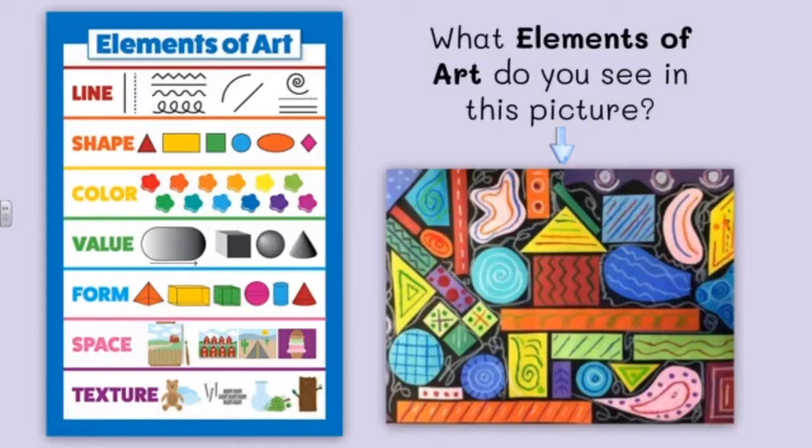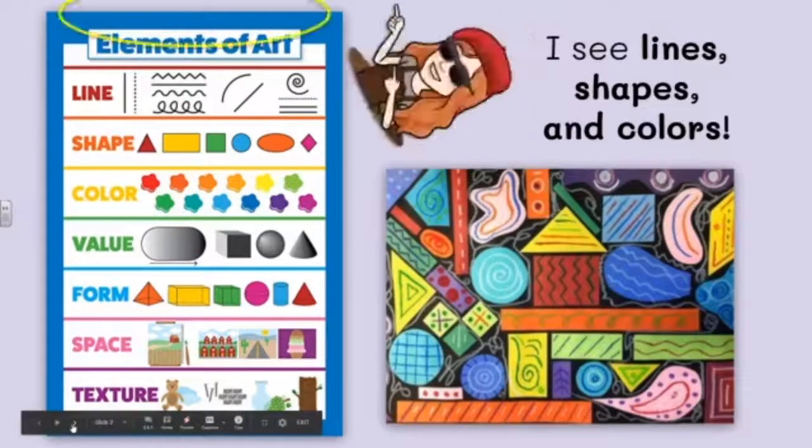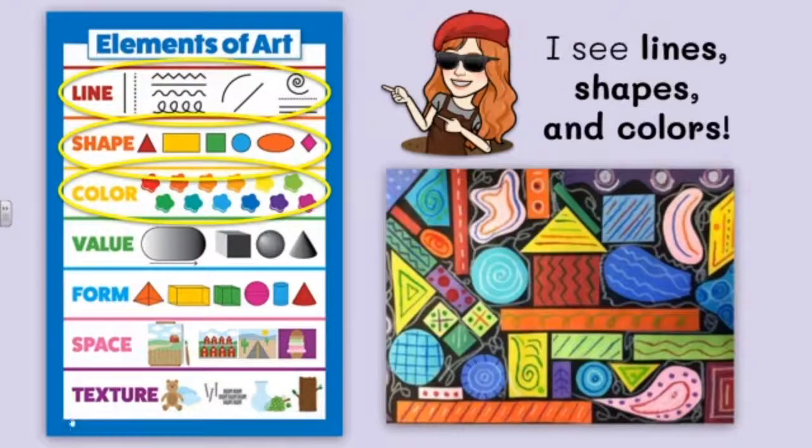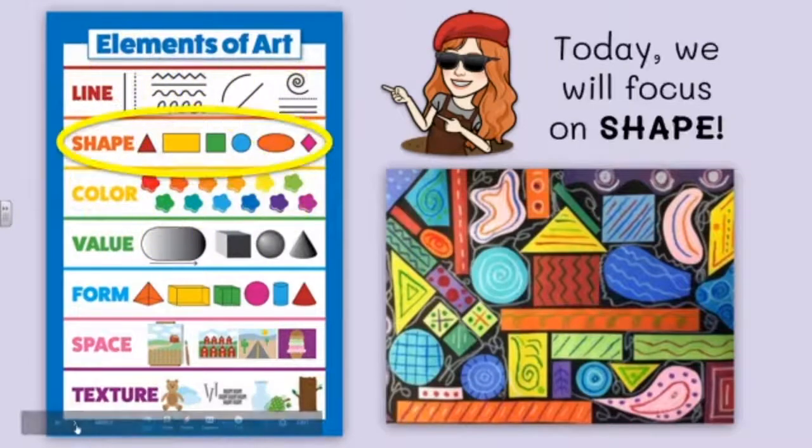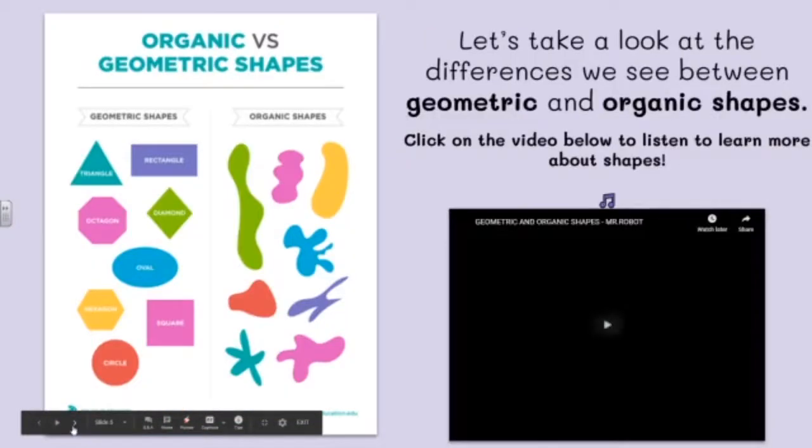So let's look at this work of art and think about which elements of art we see. Do you see line, shape, and color? Then you are correct. There are zigzag lines in here, spiral lines, wavy lines. I see triangles, squares, circles, some random shapes that we're going to learn about today. And I see color: red, orange, blues, purples, pretty much every single color of the rainbow. Okay, so Reggie Laurent uses a lot of elements of art in his artwork. And today our focus is shape. All right, so let's check out some shapes.